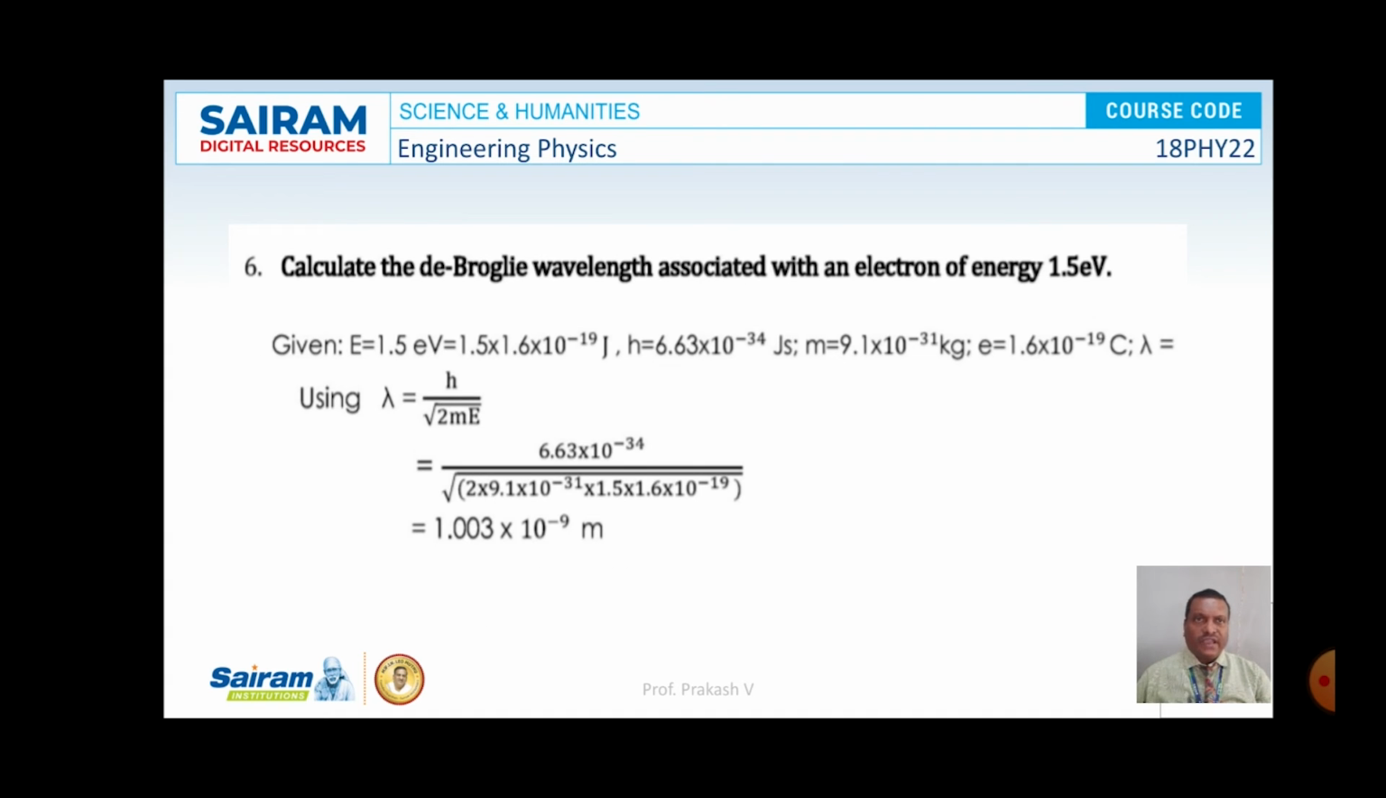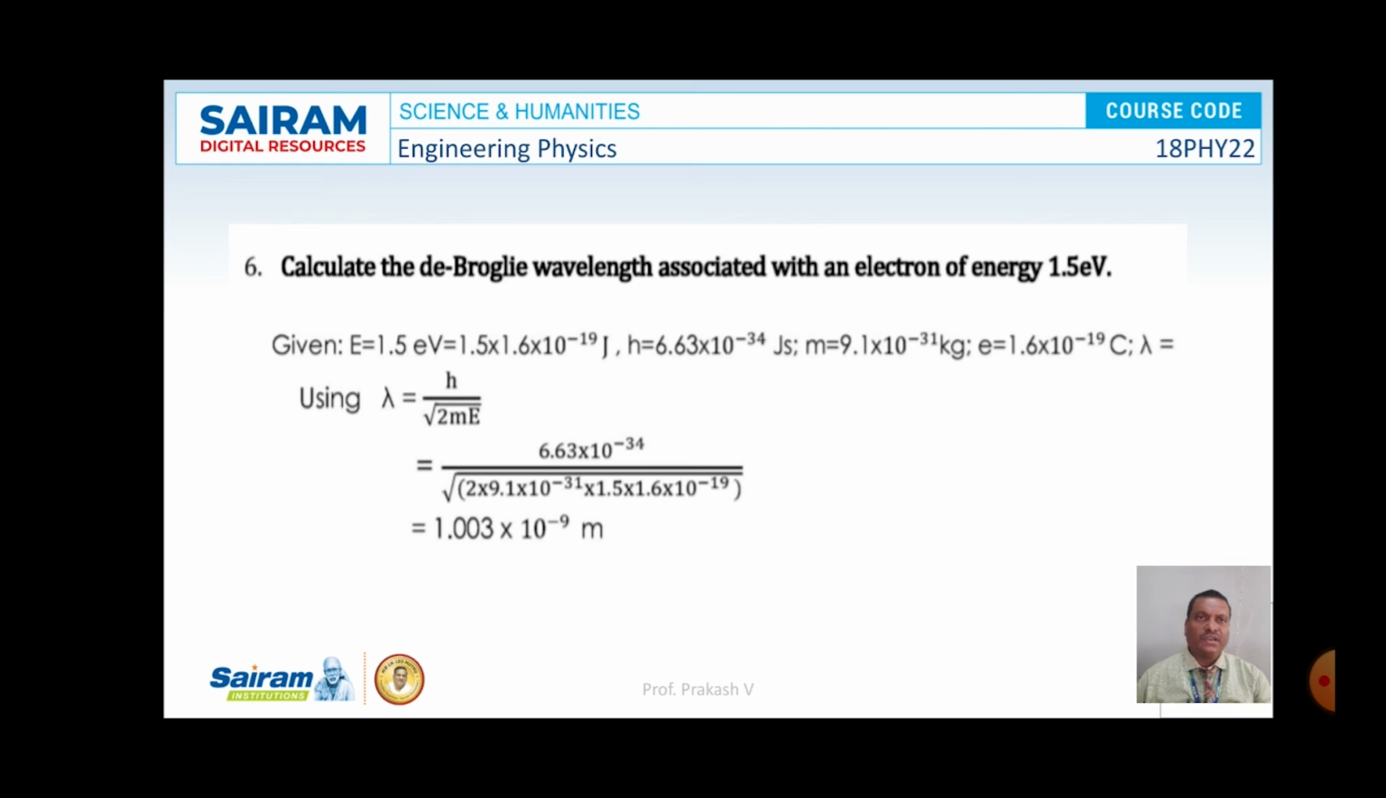The sixth problem: calculate the de Broglie wavelength associated with an electron of energy 1.5 electron volts. So here we have to calculate the de Broglie wavelength associated with the electron. The energy of the electron is given as 1.5 electron volts, and convert that into joules by multiplying with the charge on the electron, that is 1.5 into 1.6 into 10 to the power minus 19 joules, and h is 6.63 into 10 to the power minus 34 joule second, and m is 9.1 into 10 to the power minus 31 kg, and the charge on the electron is 1.6 into 10 to the power minus 19 coulomb.